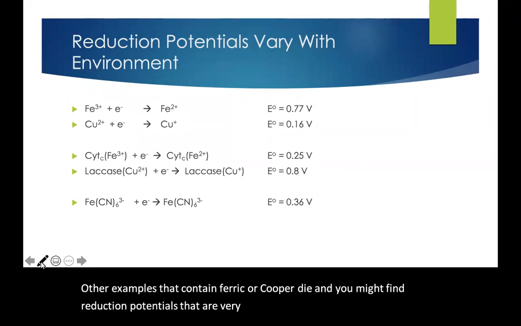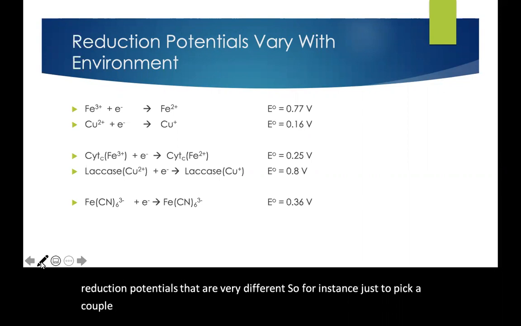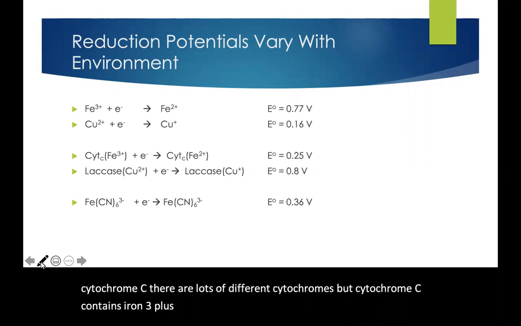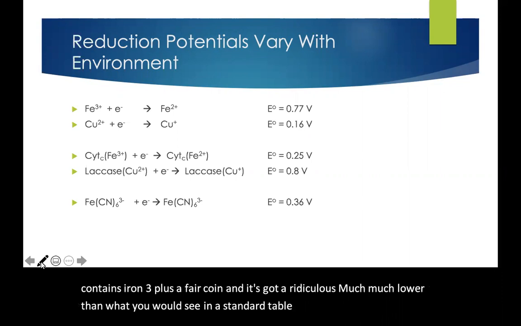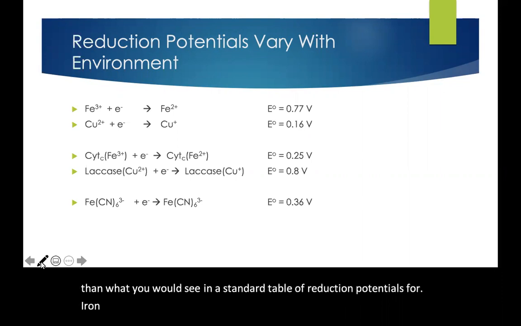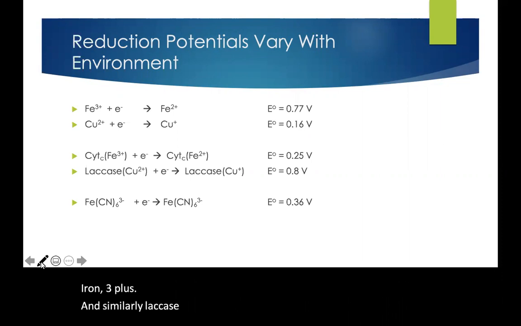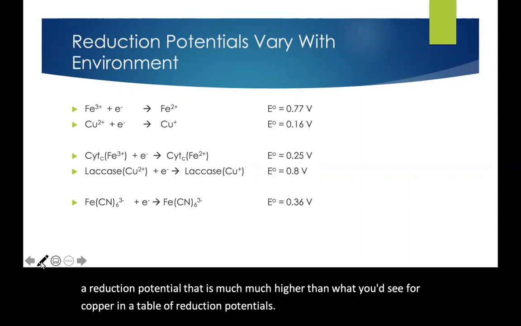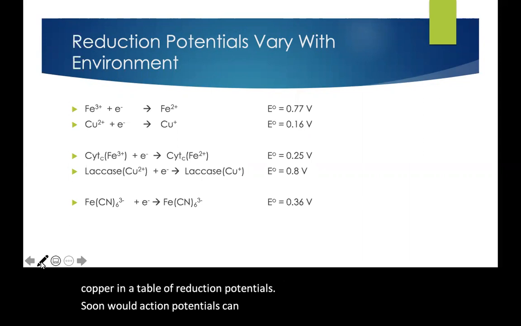So for instance, just to pick a couple of examples, because there are lots of them, in biochemistry, cytochrome C, there are lots of different cytochromes. Cytochrome C contains iron 3+, a ferric ion, and it's got a reduction potential that's much, much lower than what you would see in a standard table of reduction potentials for iron 3+. And similarly, laccase, fungal laccase, is a copper-containing enzyme that has a reduction potential that is much, much higher than what you'd see for copper in a table of reduction potentials. So reduction potentials can vary depending on the environment of the metal.